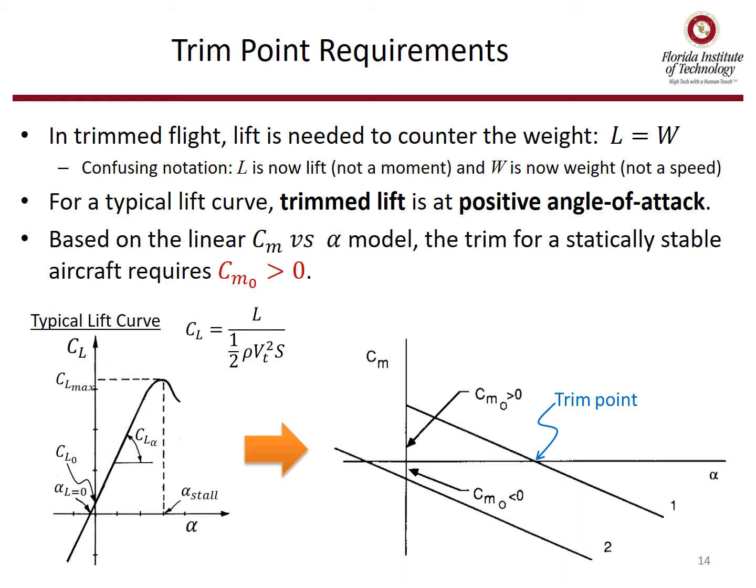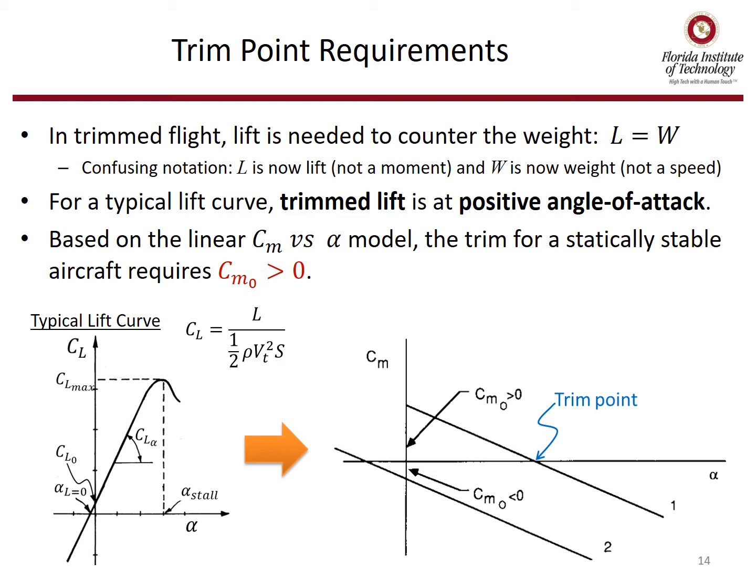Now this starts to cause confusion in the notation. Earlier, we defined L as a moment, and we defined W as a speed. In this case, L is now lift, not a moment, and W is now weight, not a speed. This is confusing, but unfortunately we're stuck with these variables in this nomenclature, and they do use certain letters multiple times, and we're forced to rely on the context of the problem or the equation to understand which letter means what.